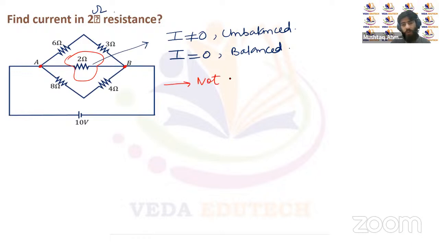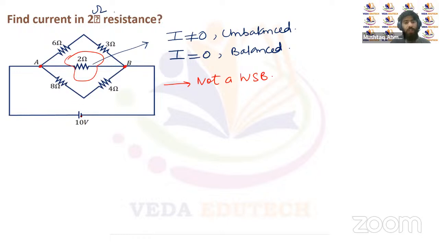In a Wheatstone bridge we connect the battery across one diagonal and the resistor across another diagonal. But here you can see that the battery as well as the resistor is connected along the same diagonal. So we cannot say it is a Wheatstone bridge. The property of the Wheatstone bridge is that the battery and the resistor have to be connected across two different diagonals. So let's try to find out the current flowing through this 2 ohm resistor.